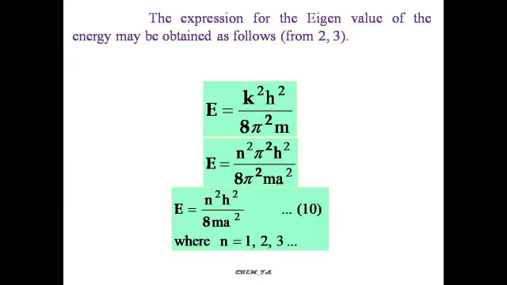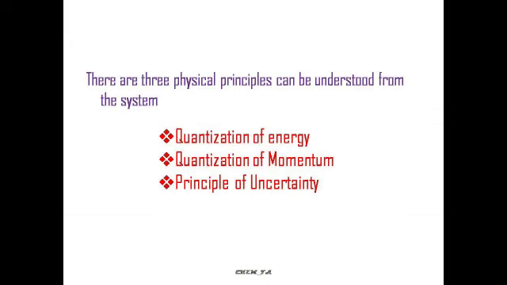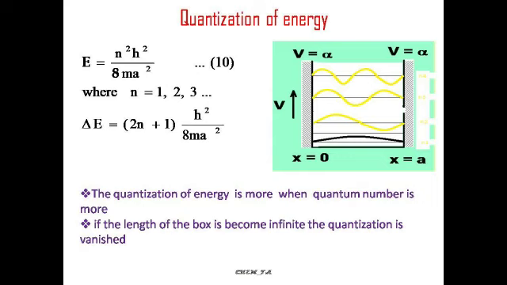There are three physical principles that can be understood from the system that we discussed here. One is the quantization of energy, the second is the quantization of momentum, and the third is the uncertainty principle. The separation between any two energy levels is quantized, denoted by ΔE, and is given as (2n+1)h²/8ma².